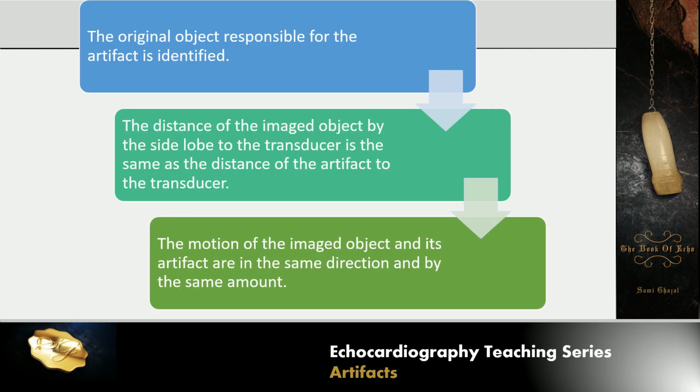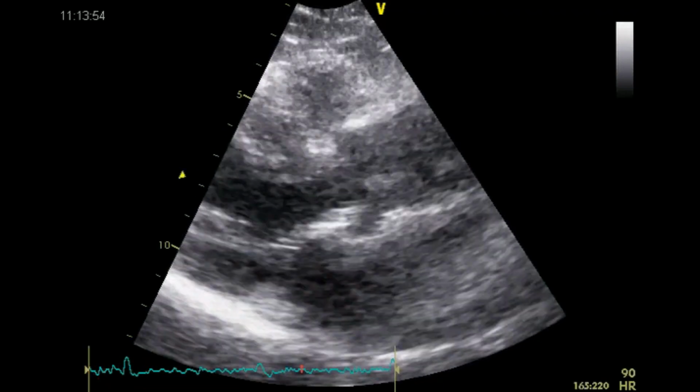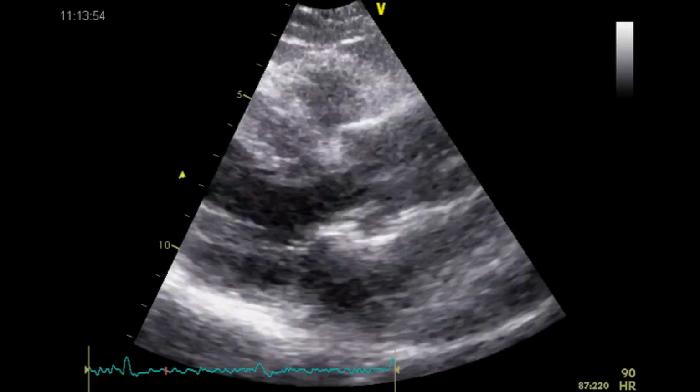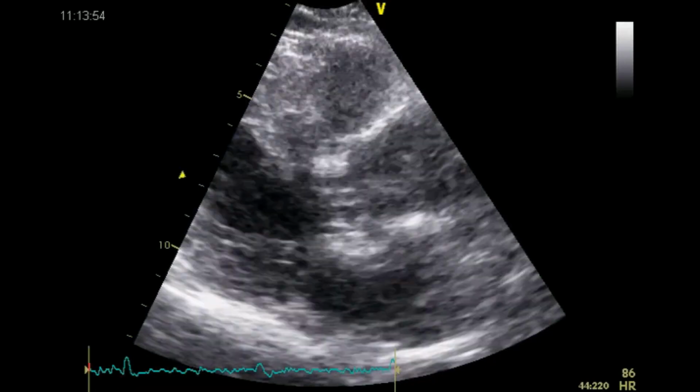So again, in order to call it a side lobe, you need to identify the original object. So we need to see the mitral valve, it's there. So the main object should be identified. The distance of the object imaged by the side lobe to the transducer is the same as the distance of the artifact to the transducer. The motion is in the same direction and the same amount at the same time between the artifact and the true object. So this is another example of a side lobe. If you look here at the aortic valve, at one point it appears as a double valve, but it is a side lobe.